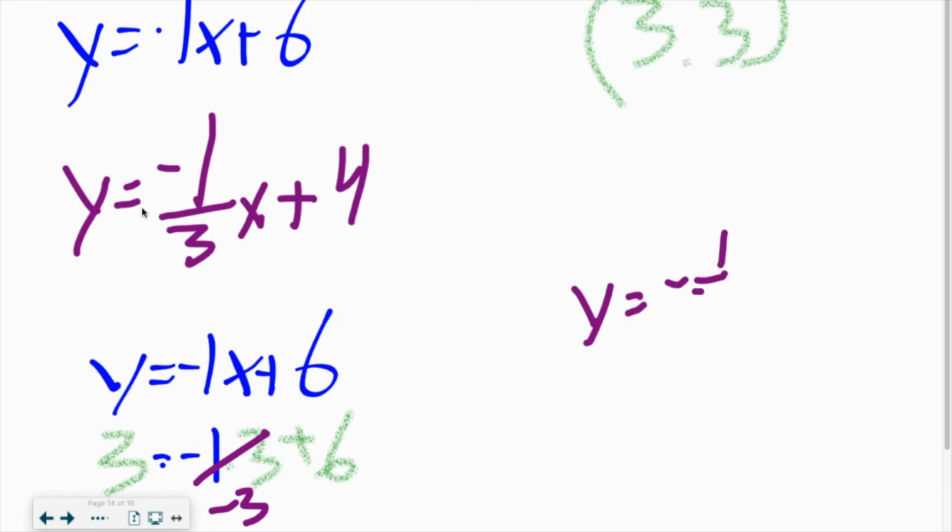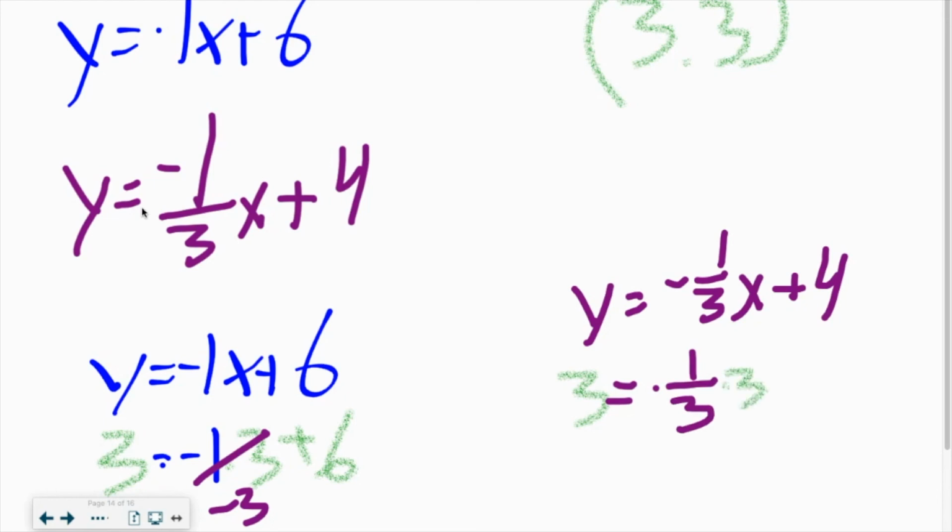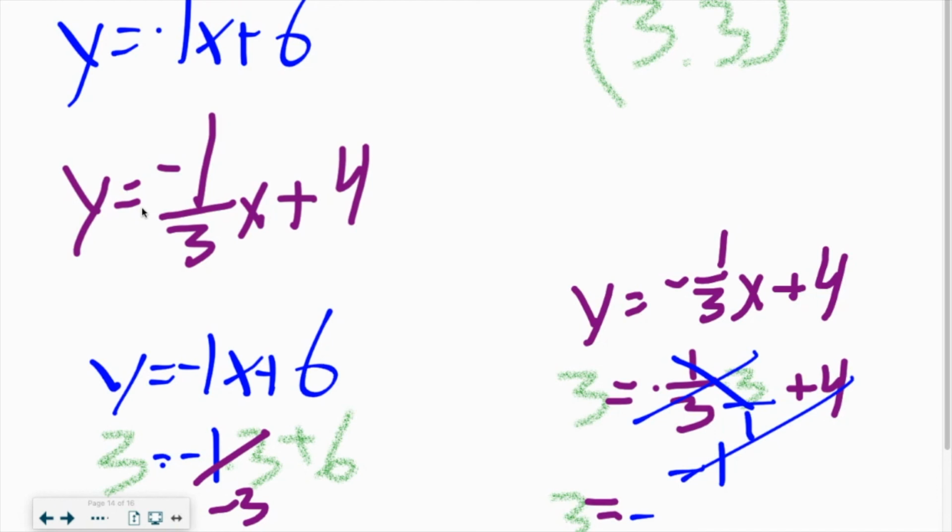y equals negative 1/3 x plus 4. Yes, write down the original equation if you're required to check. Then plug in. y is 3. So 3 equals negative 1/3 times 3 plus 4. Be very careful there. Don't lose the negative sign when you're doing this. Don't forget that's 3 over 1. So that does cross cancel and simplify down to negative 1. 3 equals negative 1 plus a positive 4 does give us positive 3. So that does check. So we were right. You graphed it correctly.